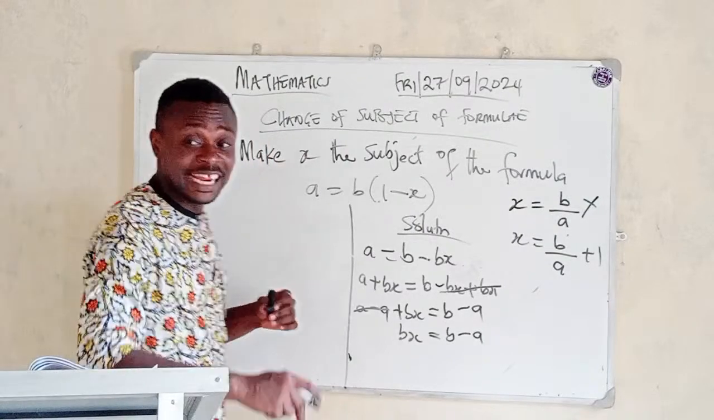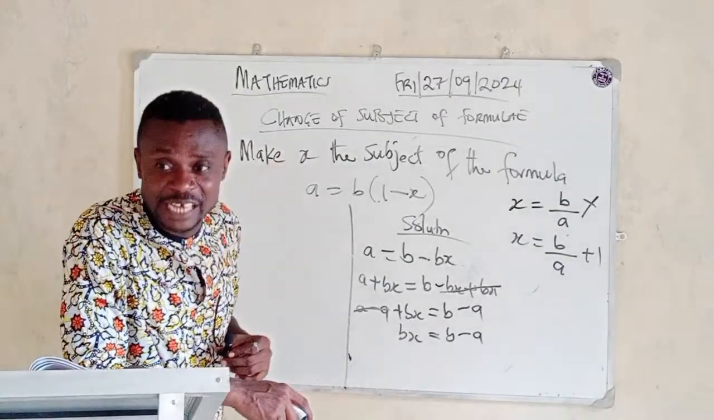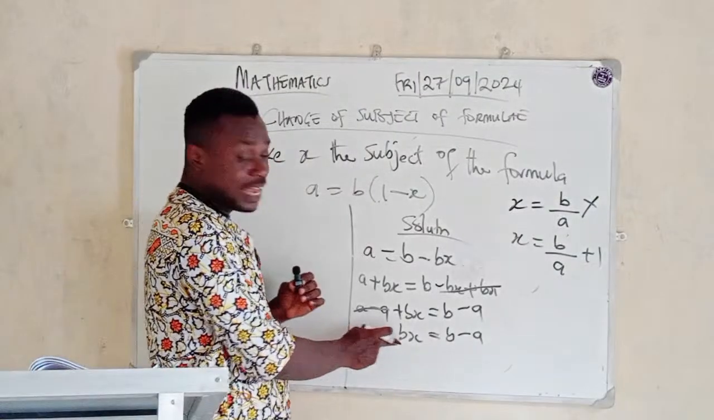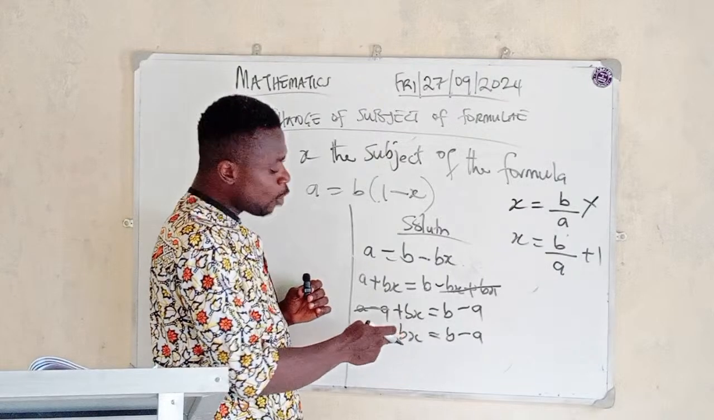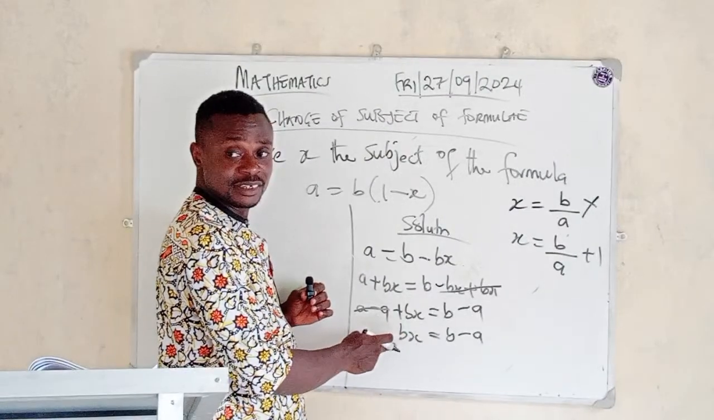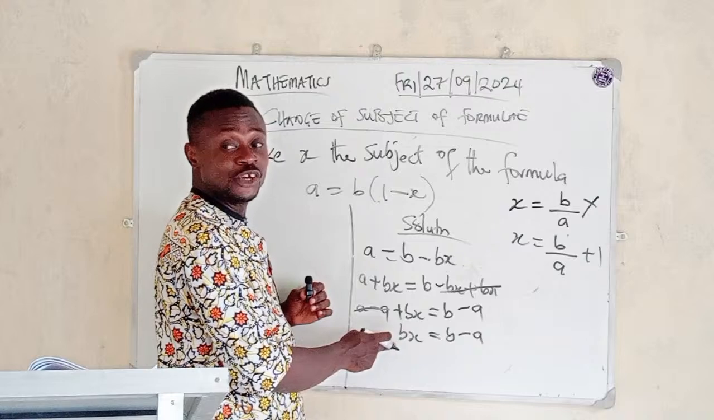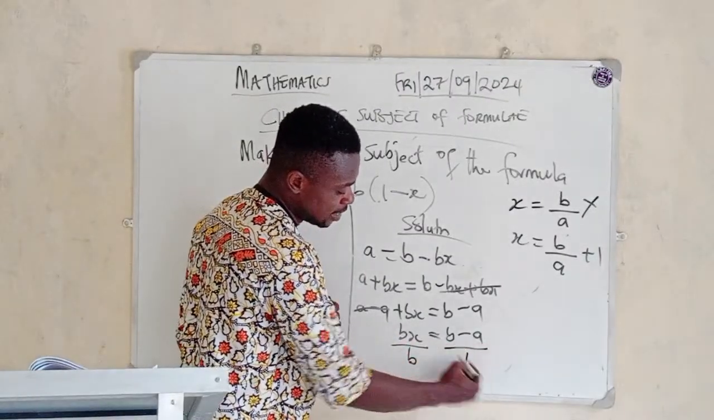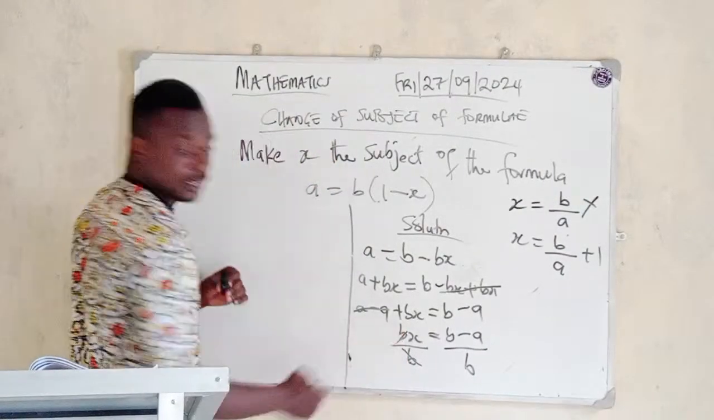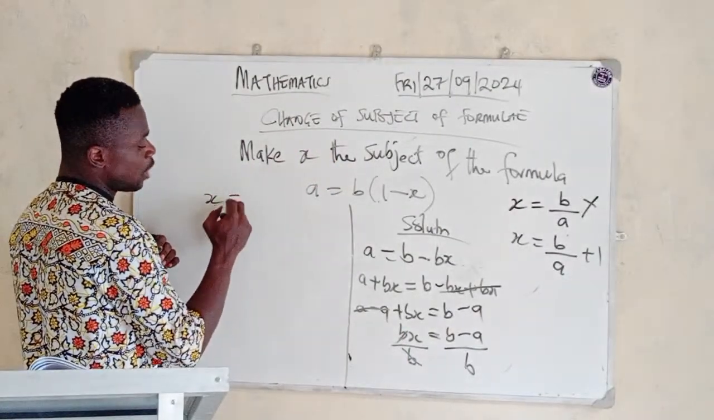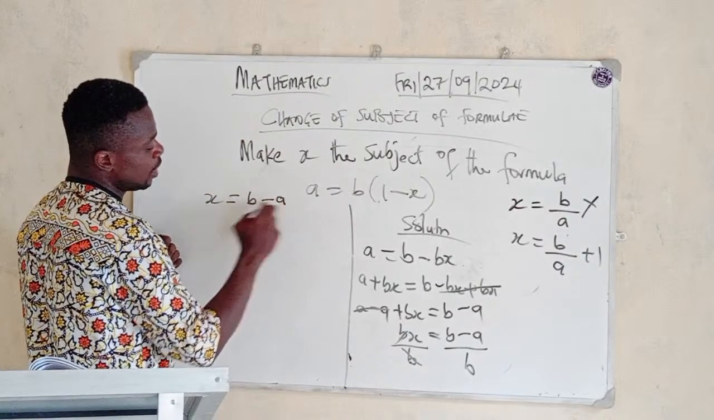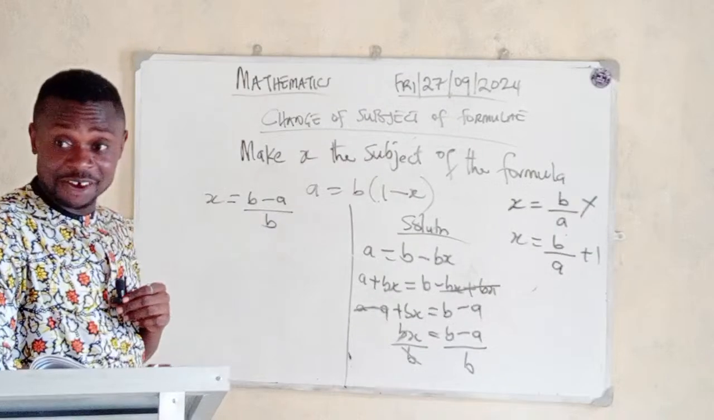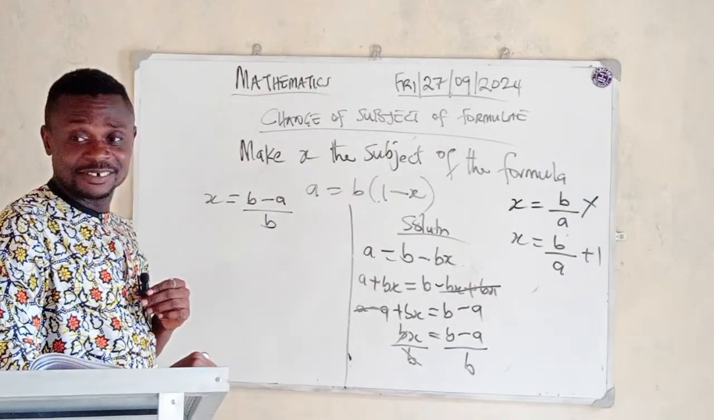But we are going to make X the subject of the formula, not what? Bx. What is the operation between b and x? So what do we do to remove b? Good. You divide both sides by b. This b will cancel this b. So x is now equal to what? B minus a over what? B. This is the answer. Is it clear now?